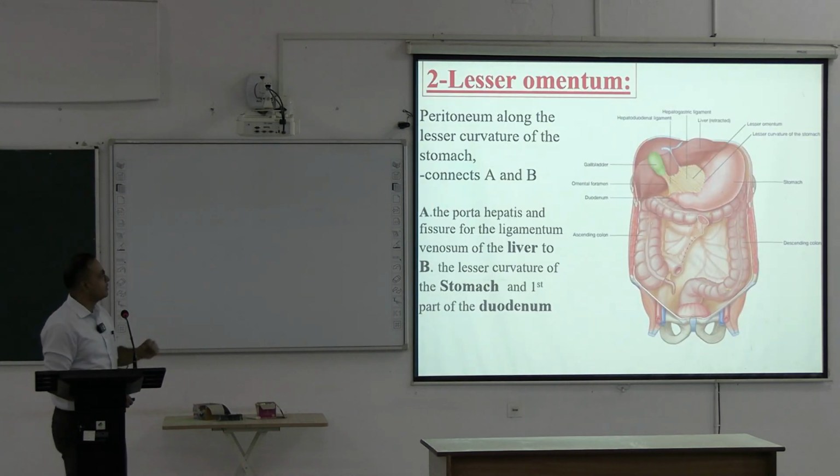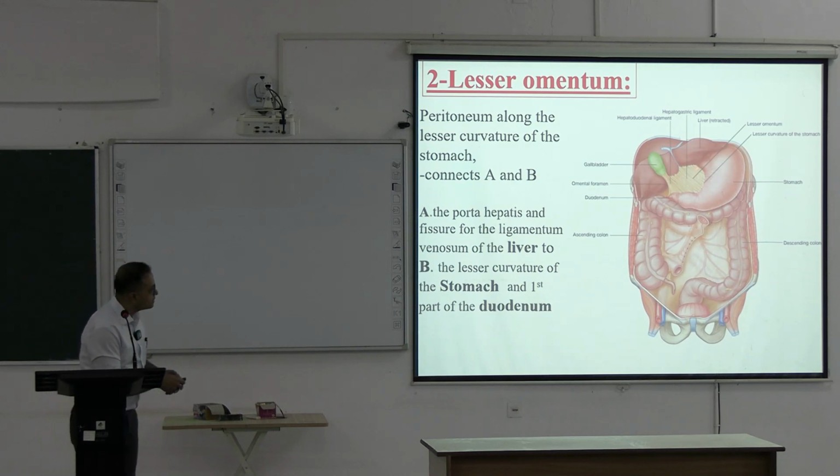Coming to the other fragments of this, we call them lesser omentum. So, we have the greater omentum, which is attaching to the greater curvature of the stomach. You see that this greater omentum is stripped off; you do not see any greater omentum in this specimen. This is a stomach which has a greater curvature, and this is the lesser curvature of the stomach.